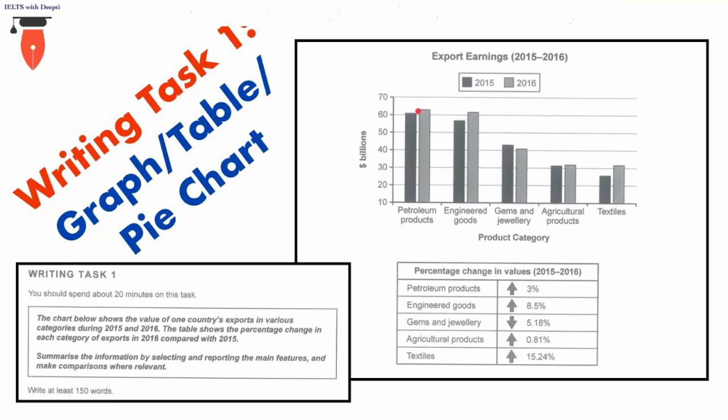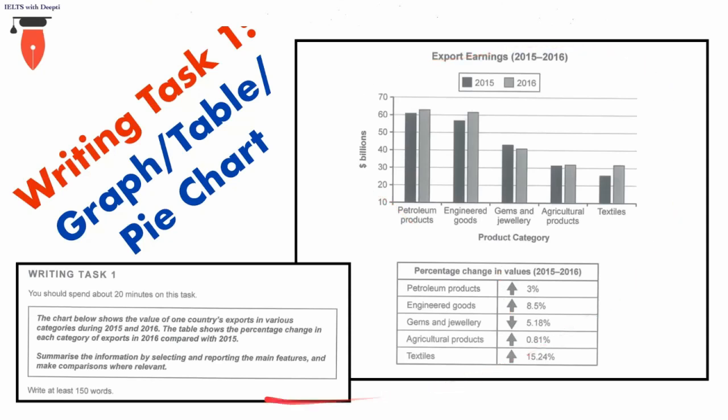This is a bar graph. So here you'll find a bar graph and a table. Two things are coming together. So the first is a bar graph and the other is the table. And it is talking from the year 2015 to 2016, and the comparison is made across these years. So the chart shows value of a country's export in various categories, and table shows the percentage of change. So maybe it has increased, which is shown by the up arrow, or it has decreased, which is shown by the down arrow. So then you have to make comparisons and report the main features.